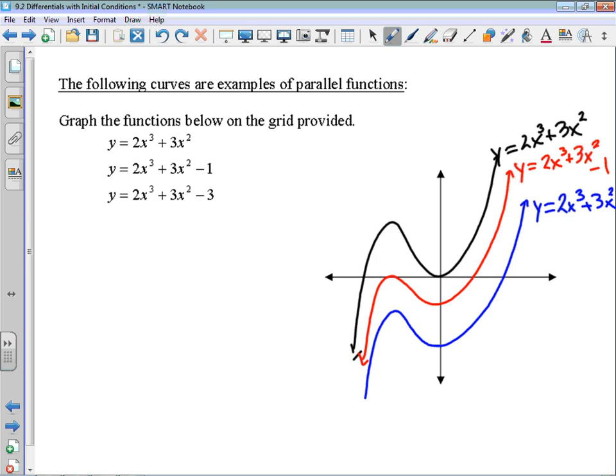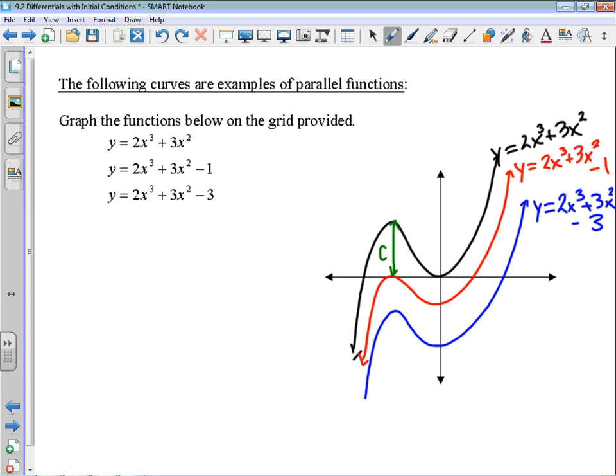Now, the idea behind these is that, other than my bad drawing skills, these graphs have exactly the same shape. That means that they have the same slope at the same x value. They have the same x values, at least for their local maxes and local mins, and they have the same end behavior. What differs between these functions is a constant vertical distance that I'm just going to label right here as c.